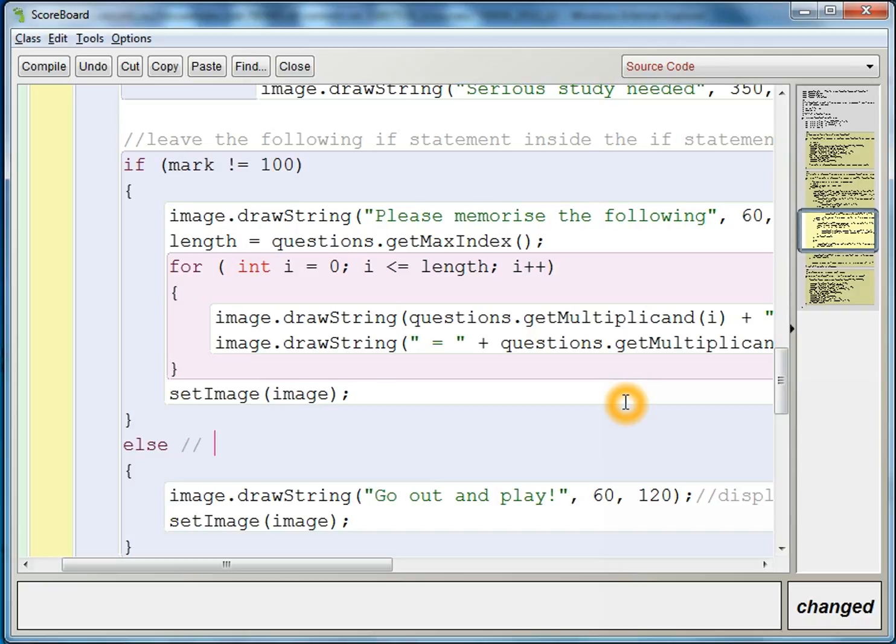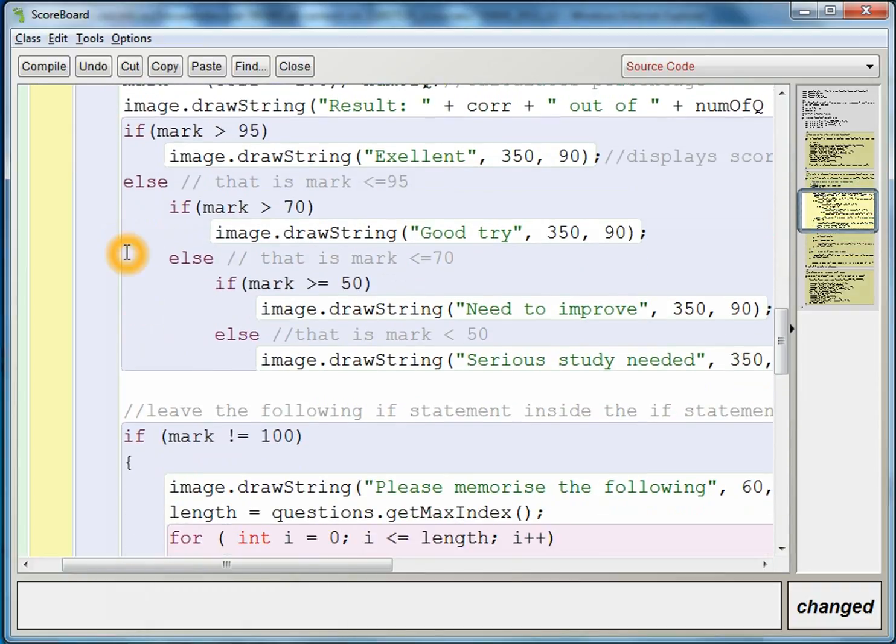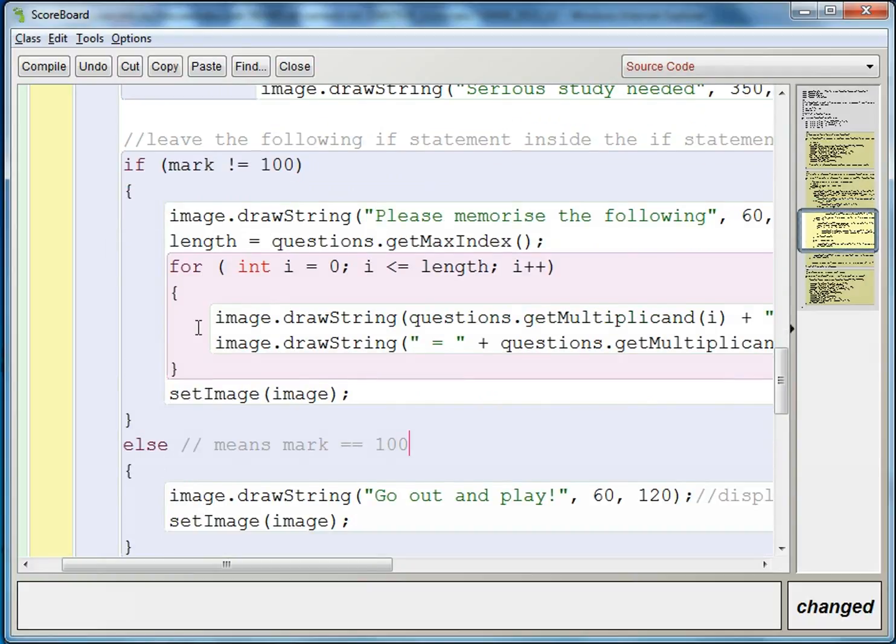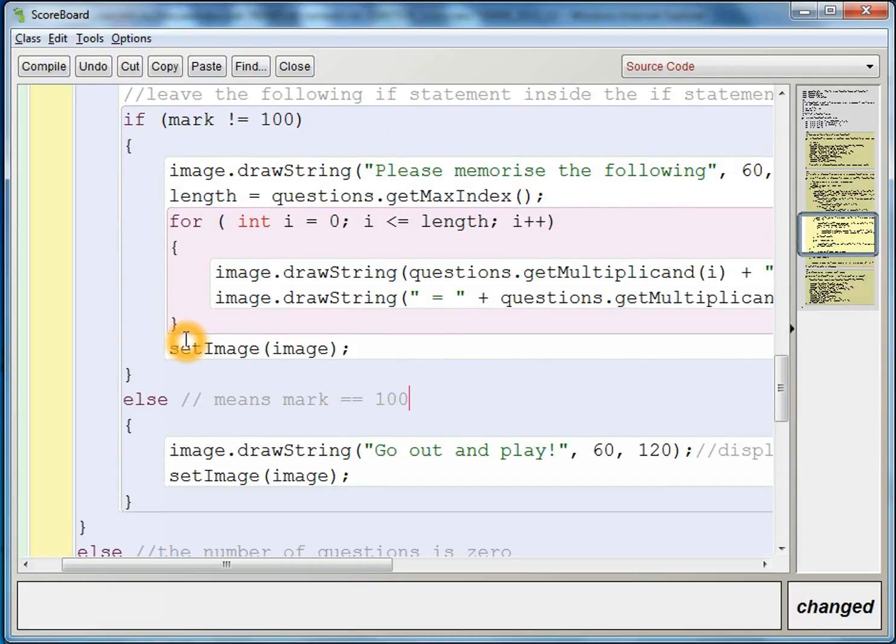This means, what's the opposite of not equal to 100? Mark is equal to 100. Right? When the mark is equal to 100, we have this special message to say go out and play. Now they've played enough on the computer learning game, now they have to go out and play. So can you see there's another set of if statements after this one. It's not within that, it's separate. So it will still go into that and check this. Always understand the opposite, what the opposite part means.